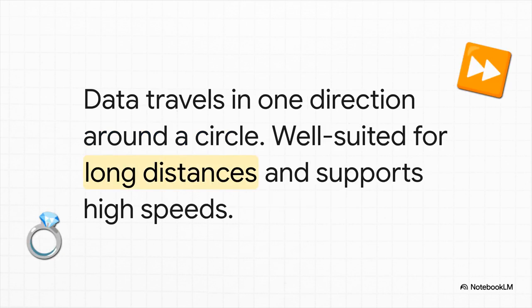Then there's the ring. Here, data travels in just one direction, kind of like a message being passed around a circle of people. Each person in the circle repeats the message, which keeps the signal nice and strong. This makes it fantastic for covering long distances at really high speeds.